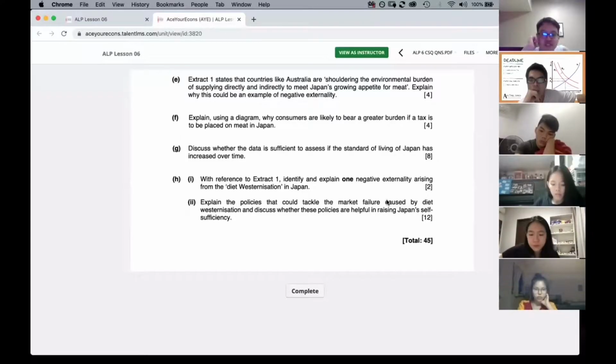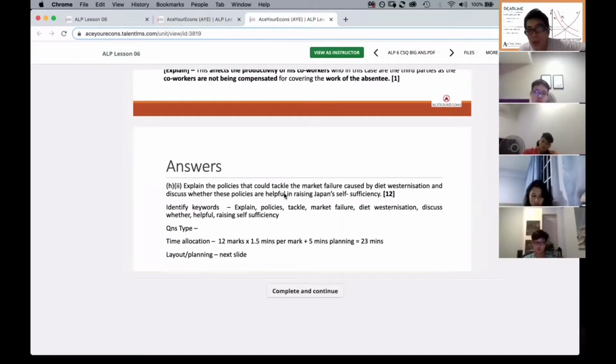H2, self-sufficiency, right? It tells you that your quantity of beef must be at a satisfactory level. Check whether you have illustrated concepts of quantity in your sufficiency. Policies that you have seen in the extract are likely to affect the quantity available. You notice that there are two questions here, explain and discuss. So we can slice this up.